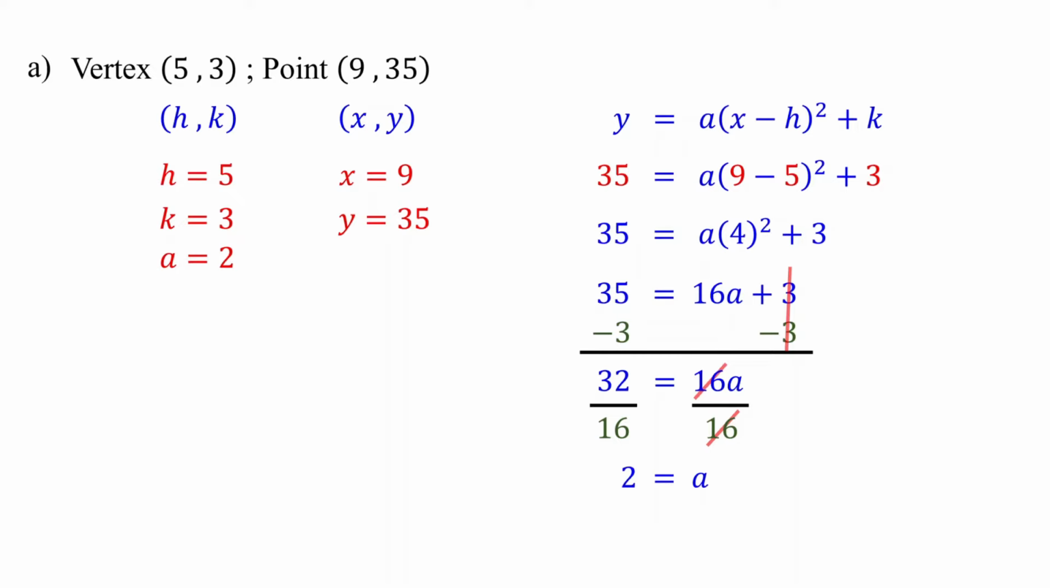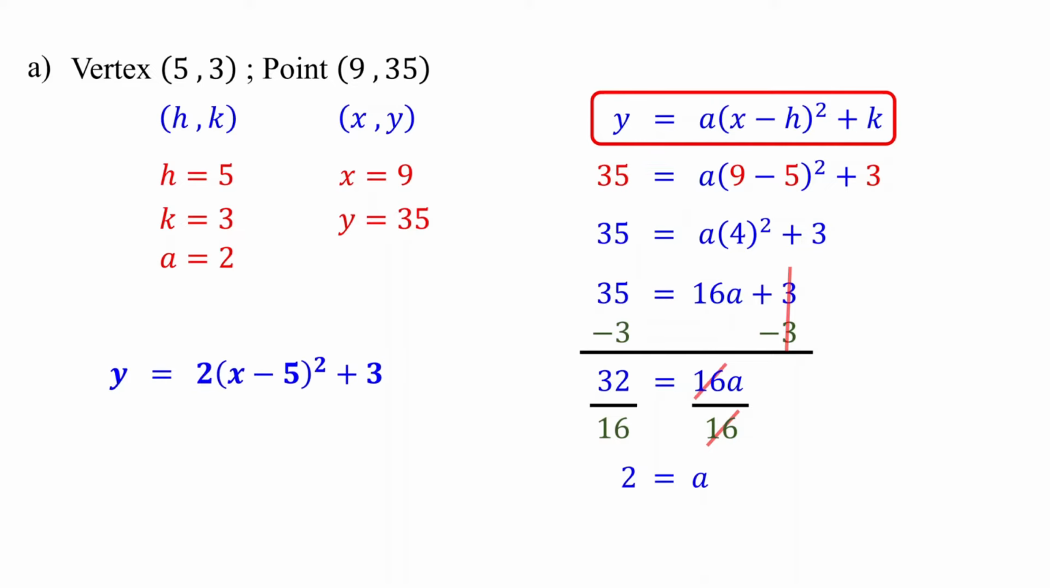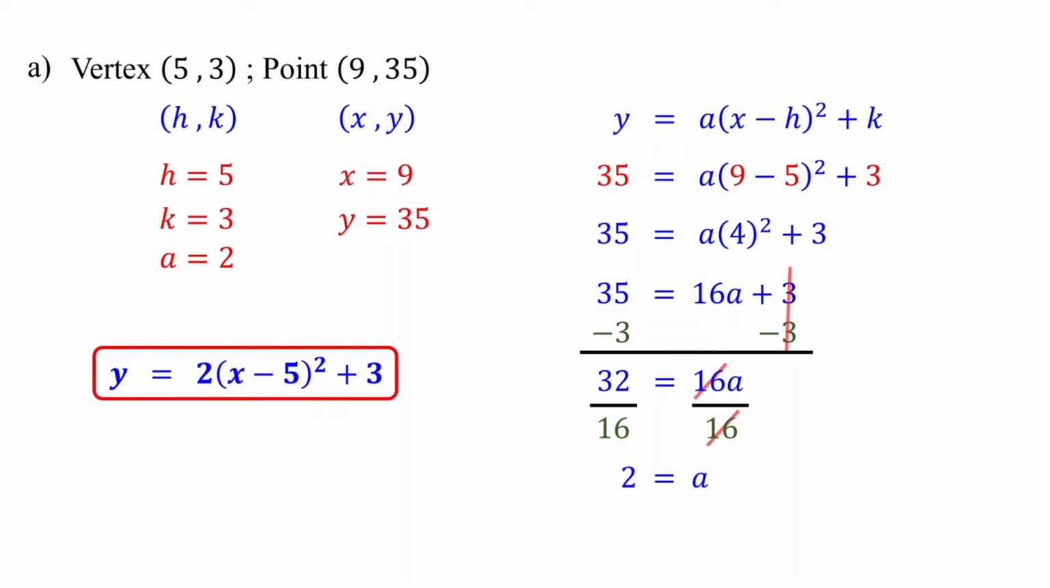Our final step is to write the equation in vertex form by substituting the values of a, h, and k. This is the equation of the quadratic function in vertex form. Now, what if you are asked to write the quadratic in standard form? In general, when given the vertex and a point on a parabola, it is easier to find the vertex form. So, even if you are asked to write the quadratic in standard form, first find the vertex form as we did, and then convert it to standard form.